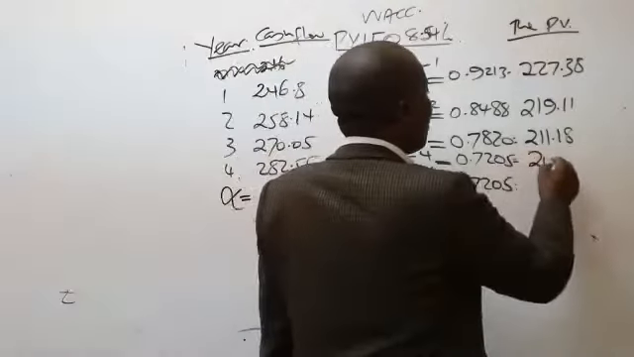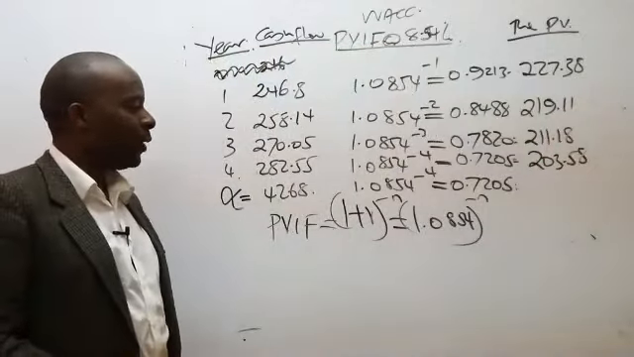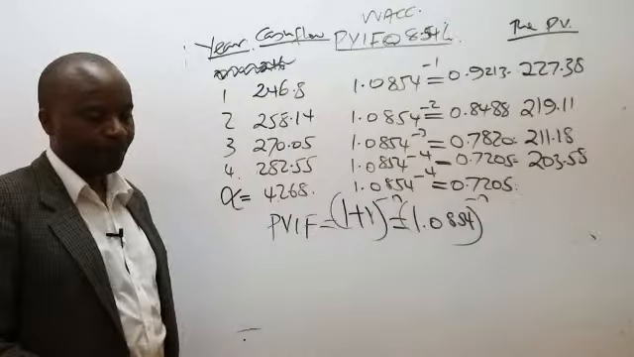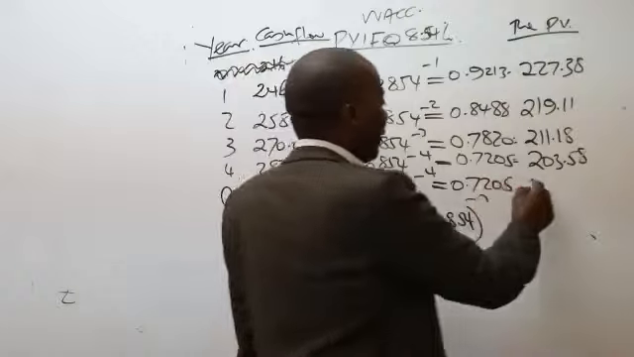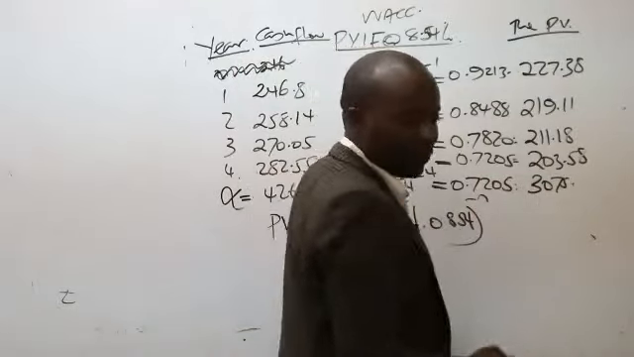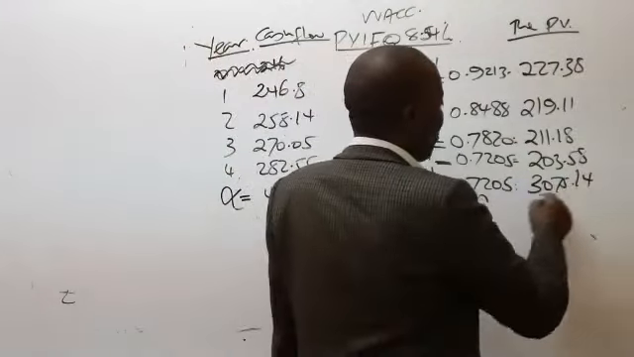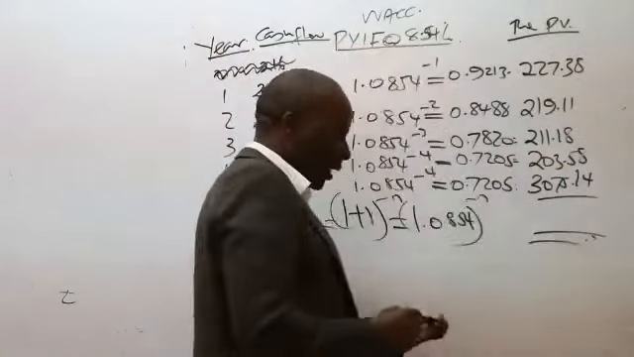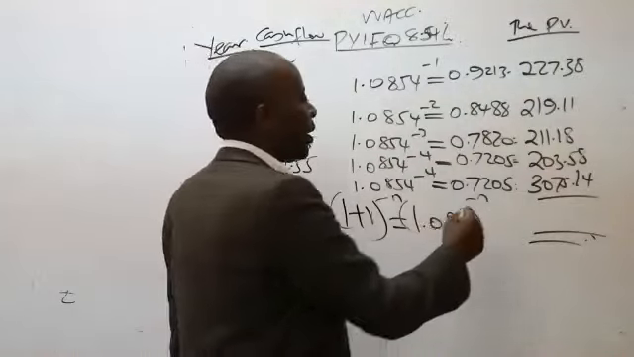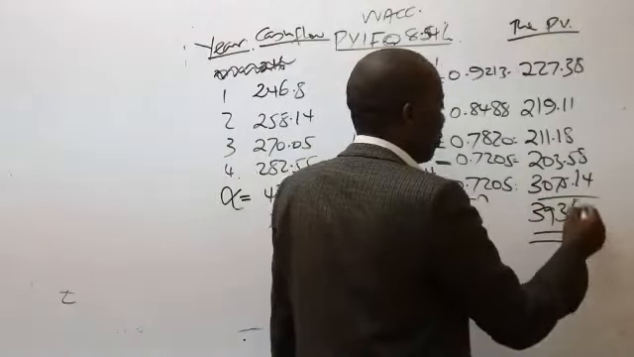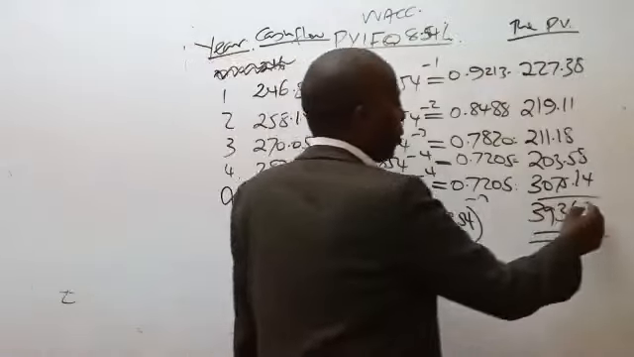The fifth figure, 3075.14. Thank you very much. So please give me the combined figure. It will be 3936.34. Thank you very much.